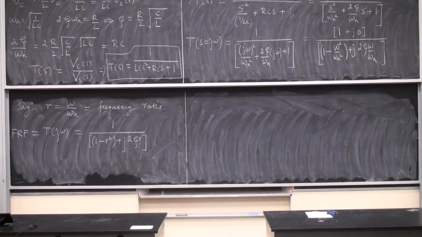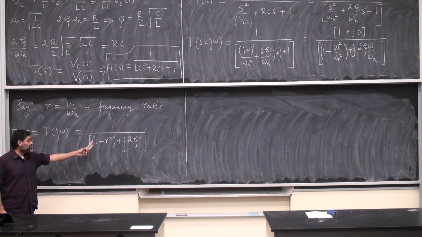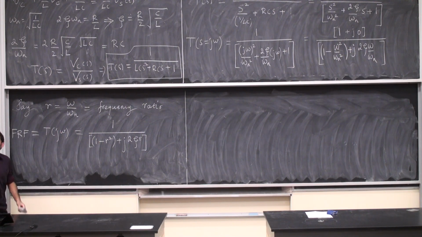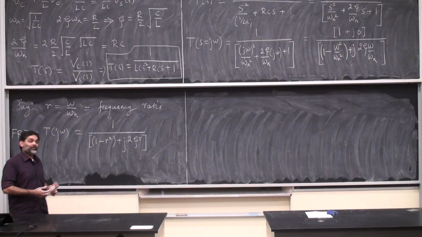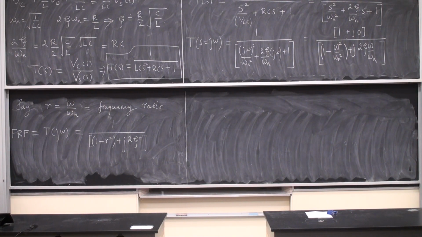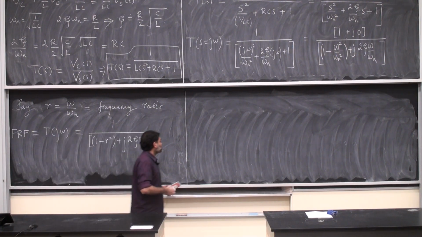Okay? This is the frequency response function. For a second order system, you always write it in terms of this frequency ratio r. Why? Because it's easier to write r rather than omega by omega n. That's all. And it's convention. People have been doing it for 200 years. There's no reason for you to change.